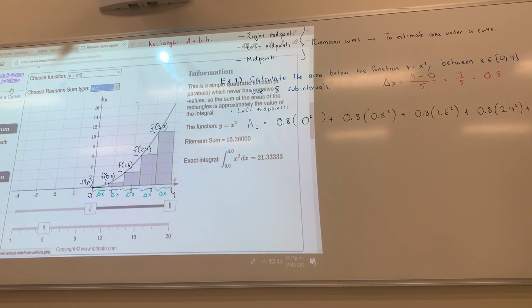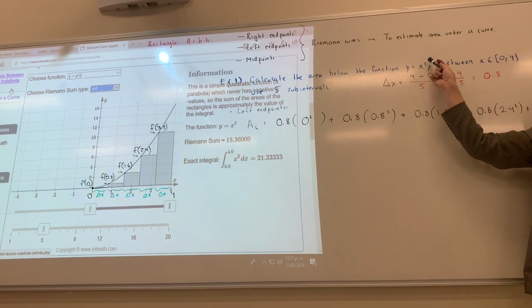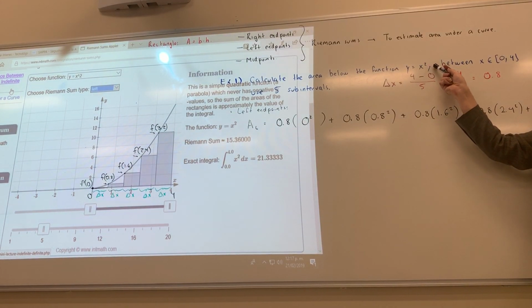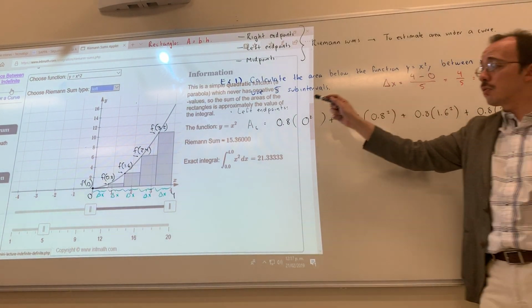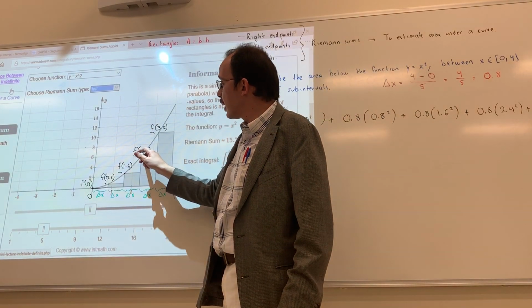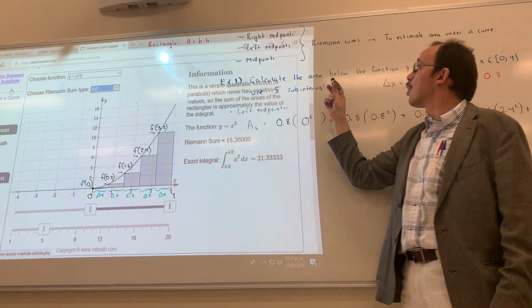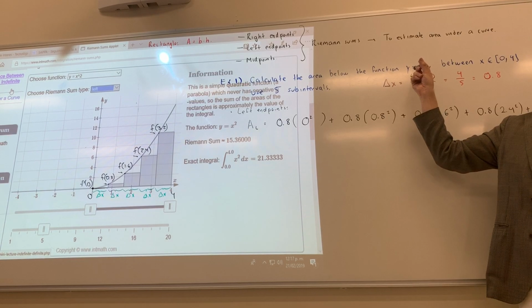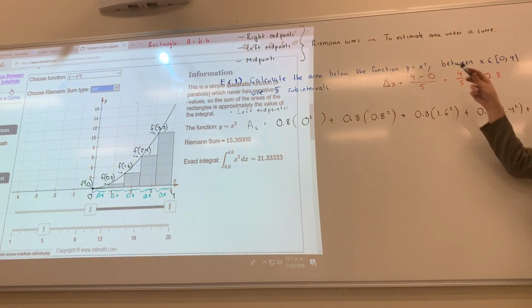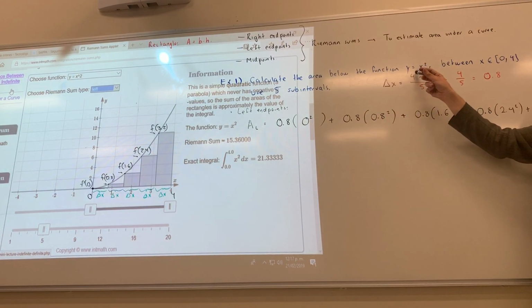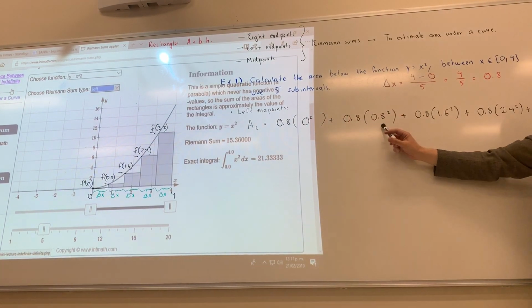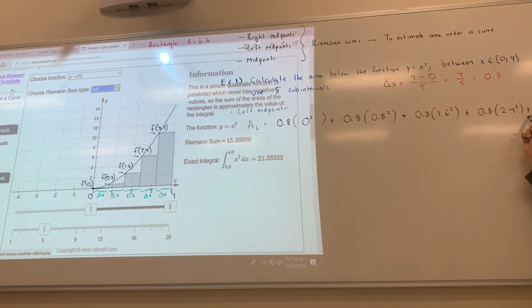To the square. Do you understand why it is squared? Because the function is x squared. You're substituting each individual value that you get into the function, squared, because that's the function. If the function was x to the cube, it would be cube, cube, cube, cube, cube. If the function was sine of x, it would be sine of 0, sine of 0.8, sine of 1.6, etc.